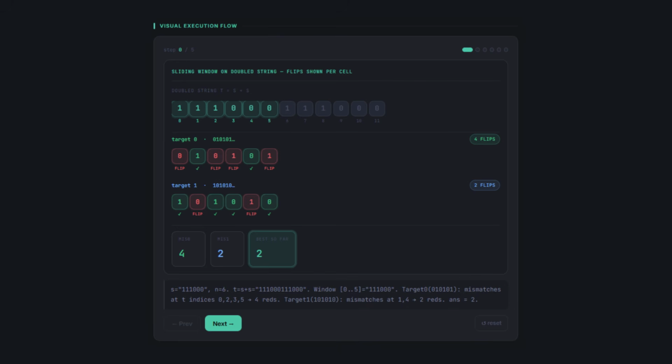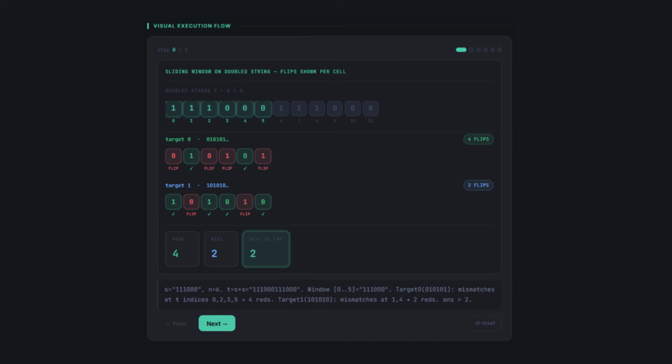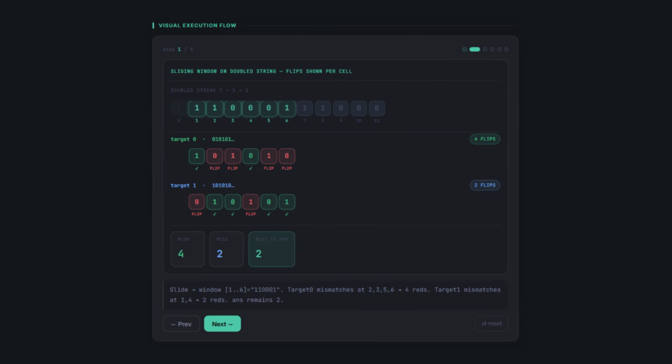Next, we compare the same window with the pattern that starts with 1, which is 101010. In this case, the mismatches occur at 2 positions. That means 2 flips are needed. Since we want the minimum number of flips, the best answer so far becomes 2. Now we slide the window one step forward.